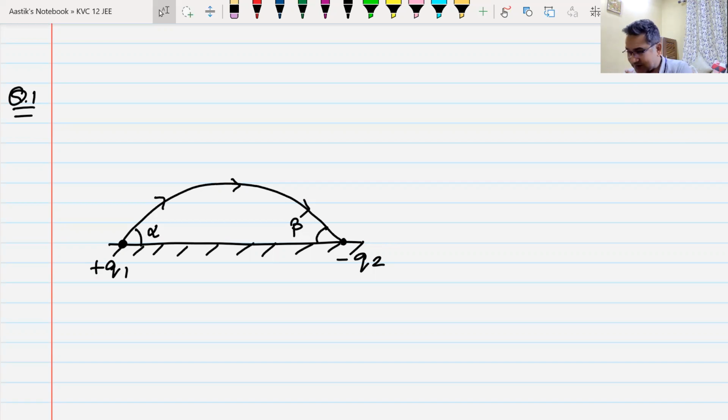So basically, what happens here is, you can see, an electric field line is coming out from Q1 at an angle of alpha, and it is ending at Q2, which is a negative charge, minus Q2, at an angle beta. They ask you... Sir, once your previous place, sir. This one.